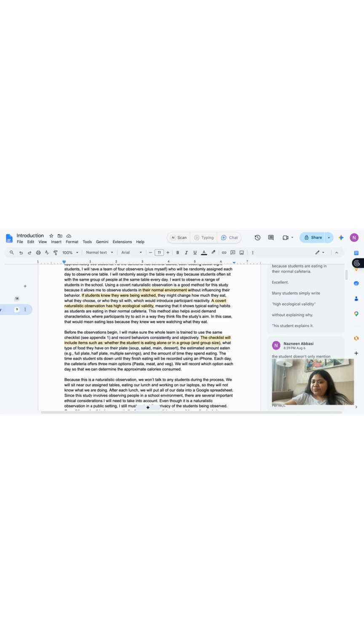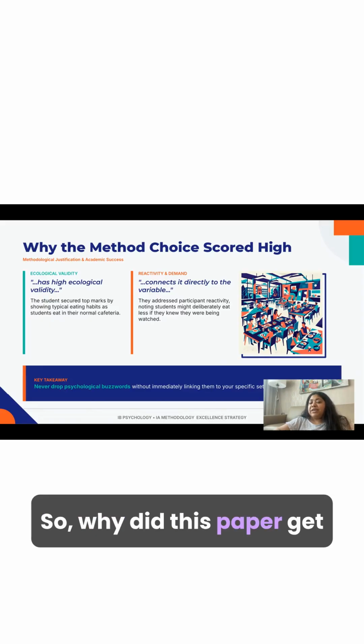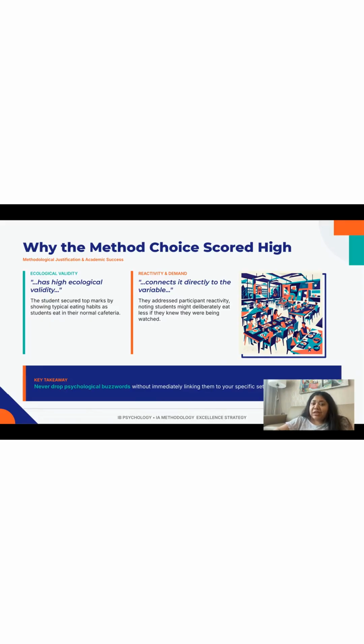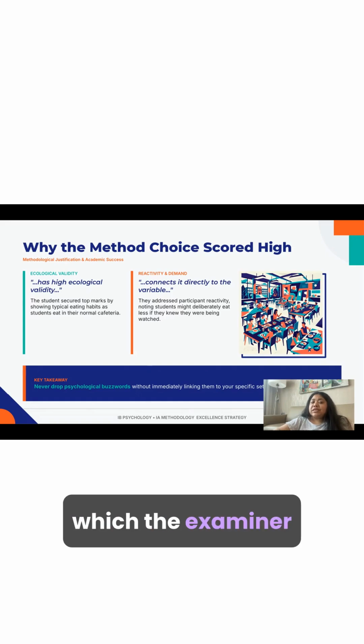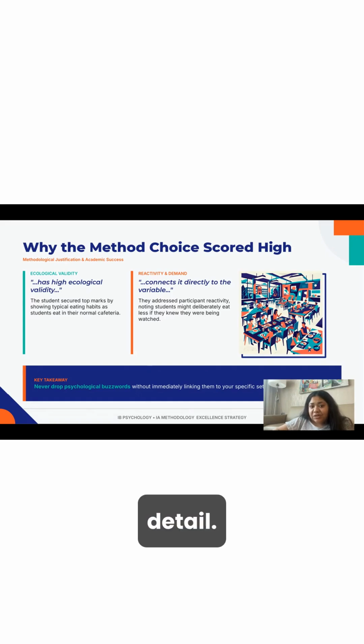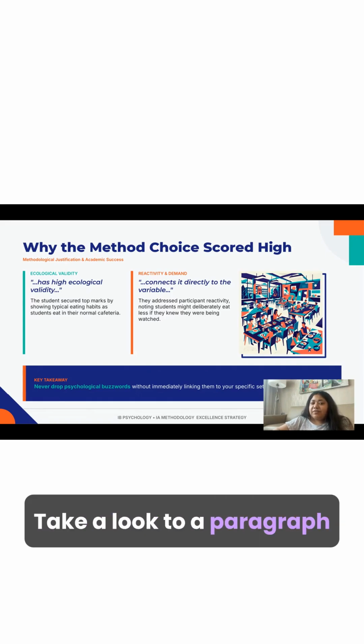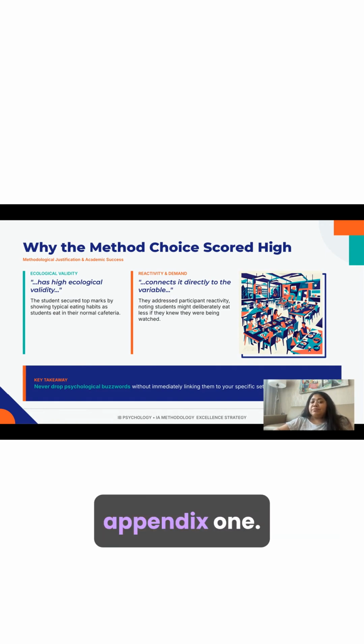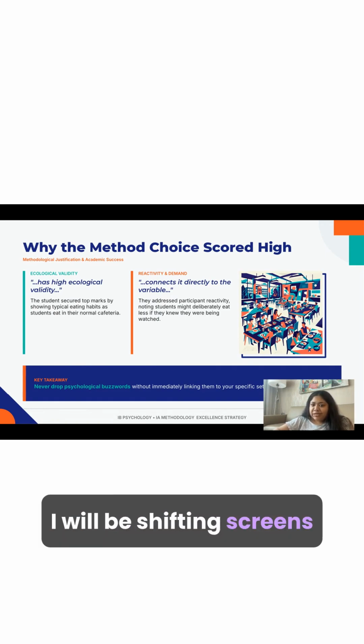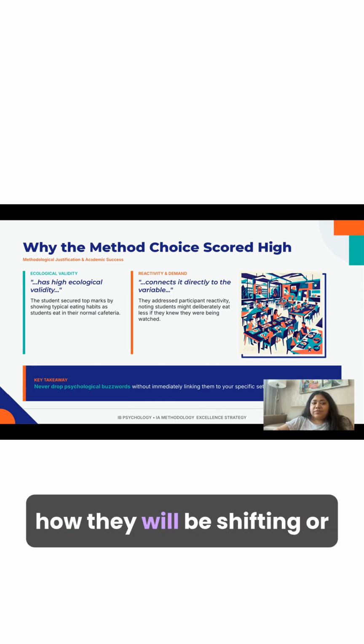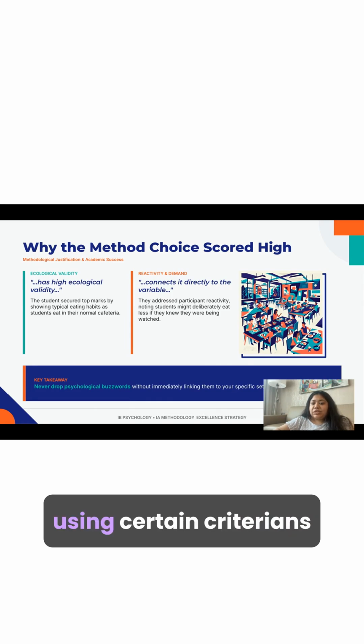Thank you. So why did this paper get 5 instead of 6? Let's look into procedure, which the examiner describes as lacking detail. Take a look at a paragraph where the student mentioned using a checklist in Appendix 1. I will be shifting screens and going to the exact document where the student talks about how they will be using certain criteria, and it will exemplify.